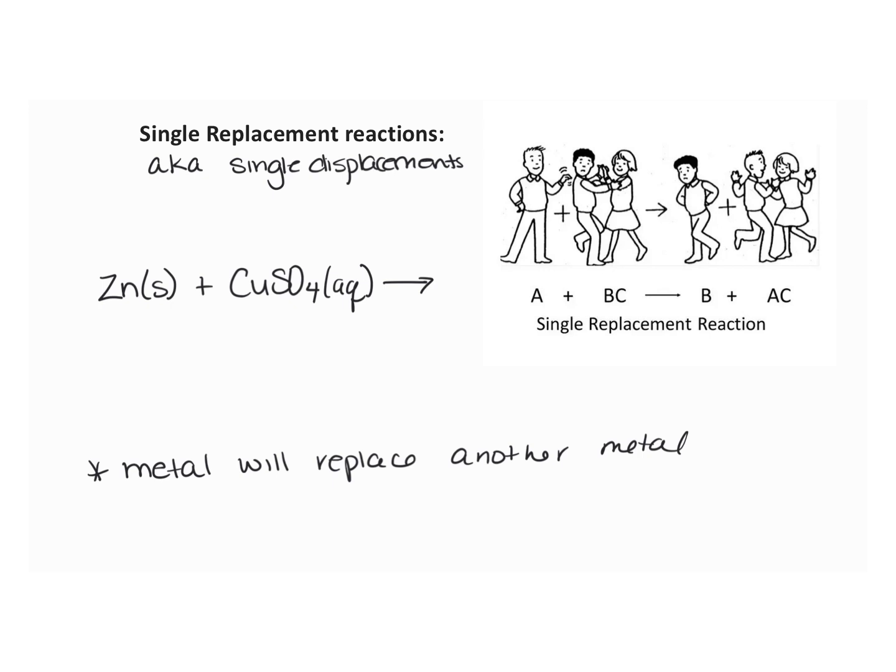So when we look at this, to predict this product, we say, hey, look, here is zinc, and it's going to come in and it's going to replace the copper in copper sulfate. And so that means that copper is going to be by itself.